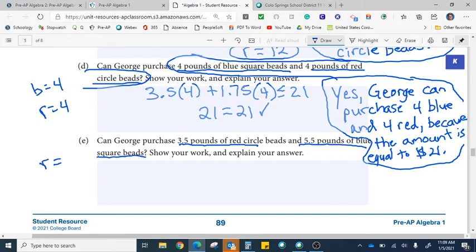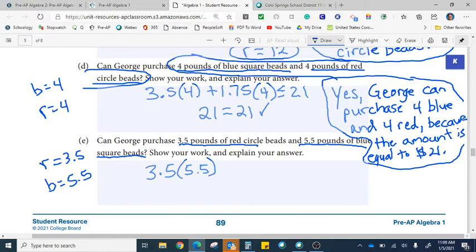Now remember, this kind of tricks you. It puts it in a different order. So this one's 3.5 pounds of red circle beads. So R equals 3.5, and B equals 5.5. Okay, so back to our equation, we got 3.5 times B. Well, what's B? B is 5.5, right?